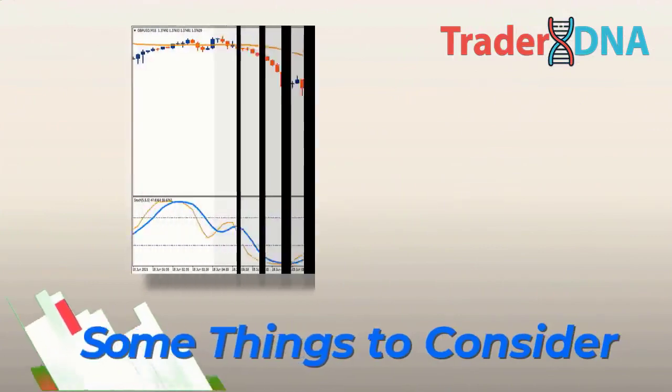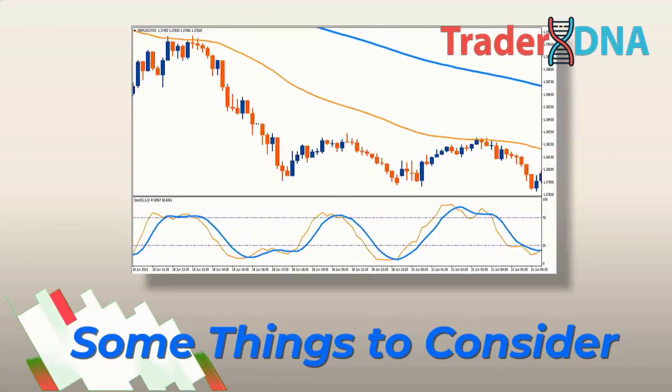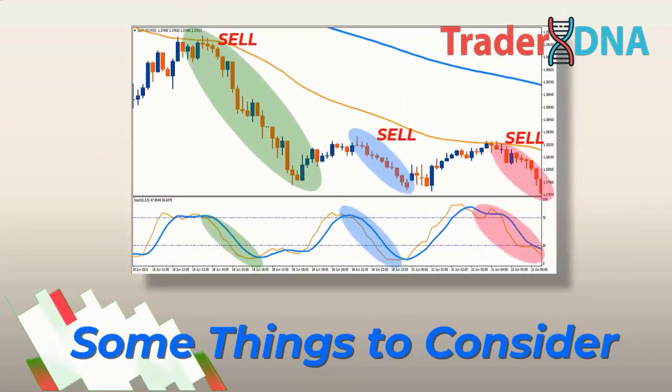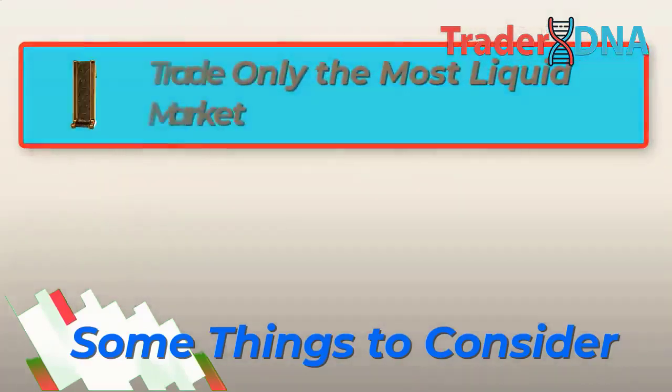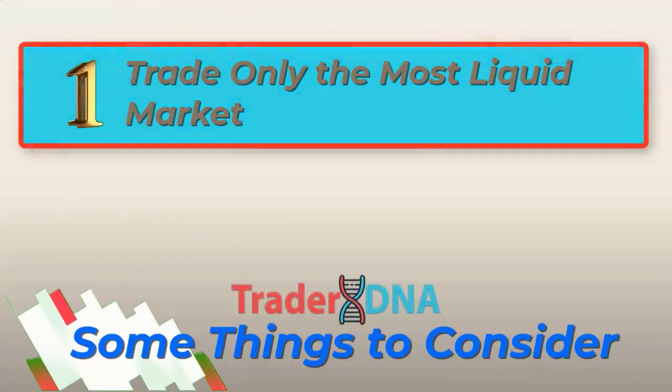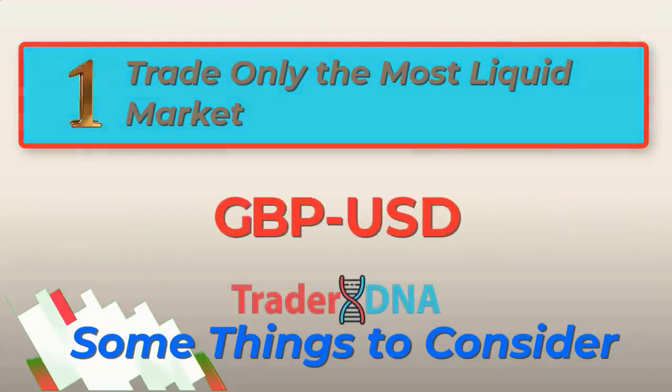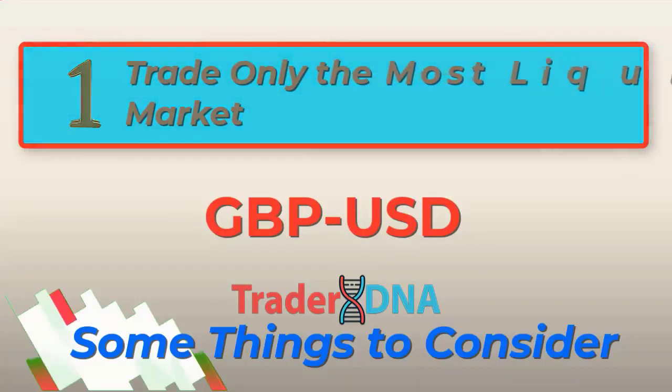Some things to consider if you decide to scalp with the 5-minute stochastic indicator. First, trade only the most liquid market. In the forex market, pairs such as the British pound United States dollar offer the tightest spreads because they tend to have the highest trading volume. You want your spreads to be as tight as possible since you will be entering the market frequently.